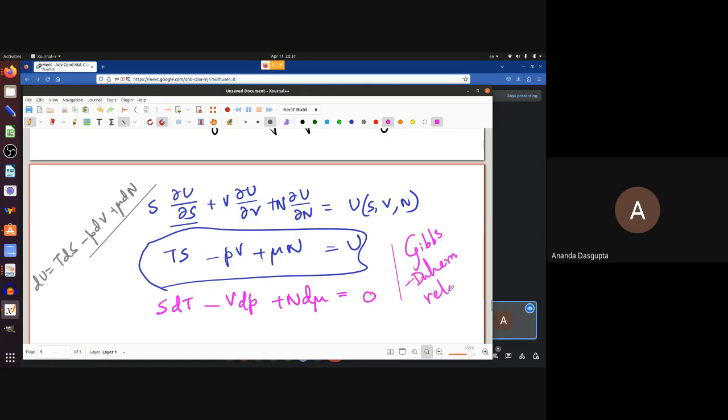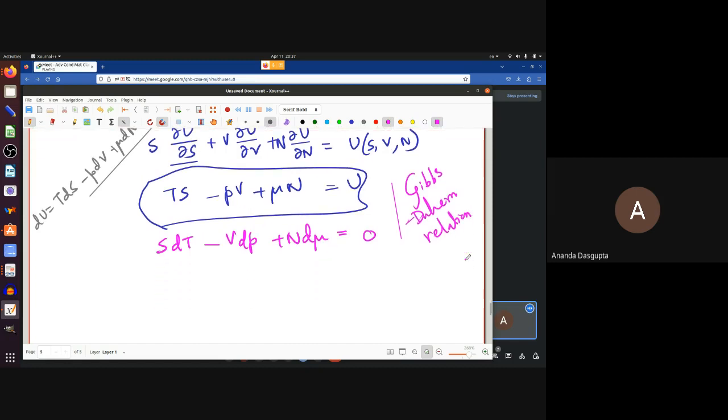And we will need the Gibbs-Duhem relation in a big way in the next class, simply because we will need to know here, basically, d mu. What does it work out to be? It simply works out to be minus S by N dT, plus V by N dP. Right? So it tells you that if you were to change the temperature or the pressure of the system, chemical potential will change. Not only that, it will also tell you how fast they will change.